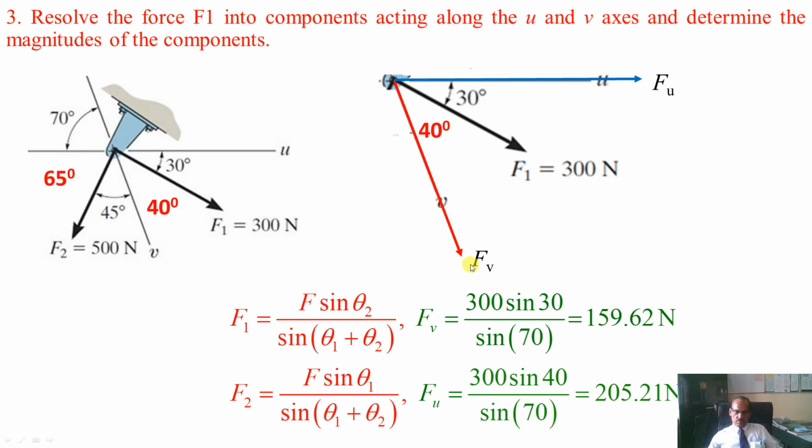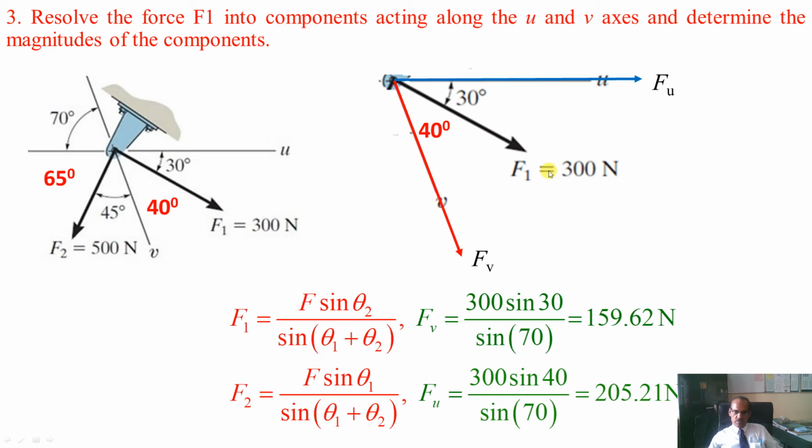So first I will write down Fv. Fv will be how much? 300, opposite angle is 30, sin 30 divided by total angle sin 70. You will get 159.62 Newton.